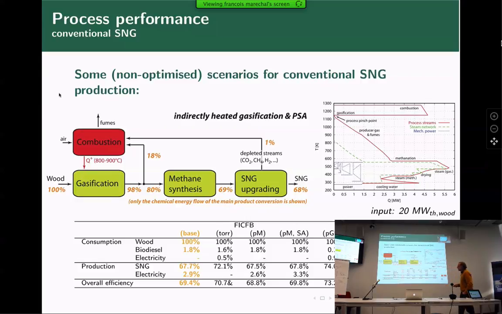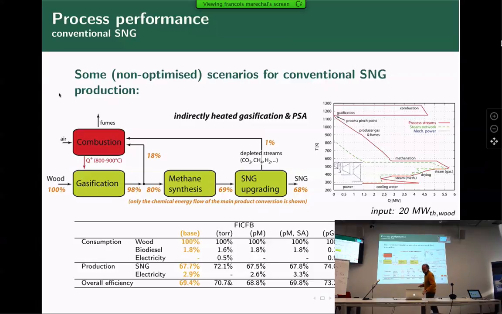I'll give you one example. This was the reference case. These are the flows: from 100% of heat entering here, 98 is converted into syngas, but 80 go into the methanation and 18 go to the combustion, which finally results in an efficiency of 68%.